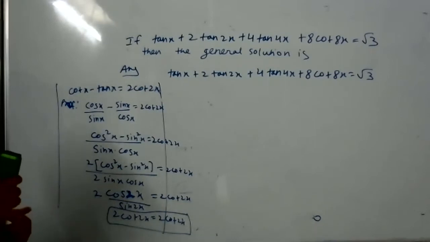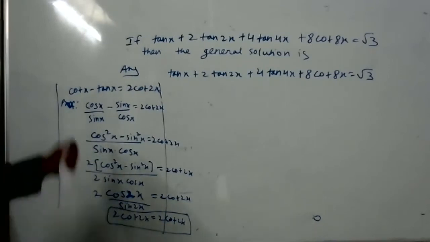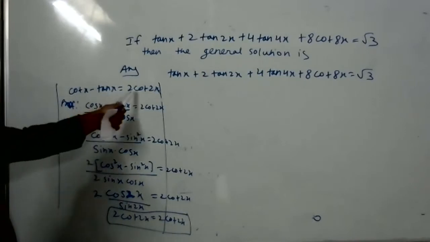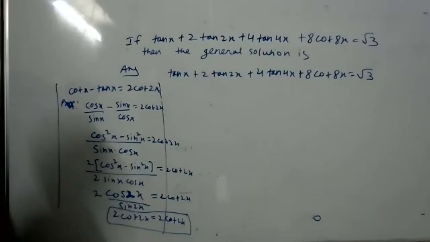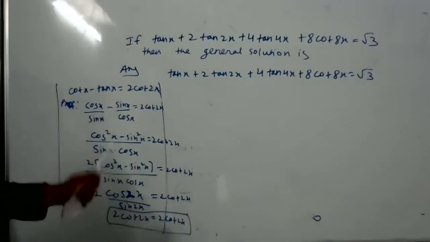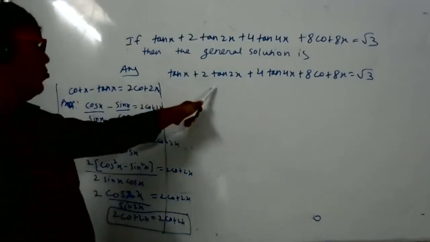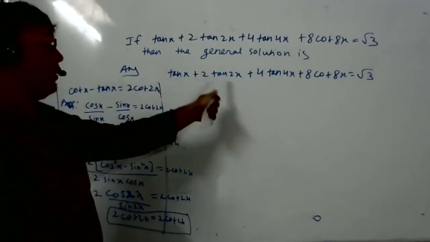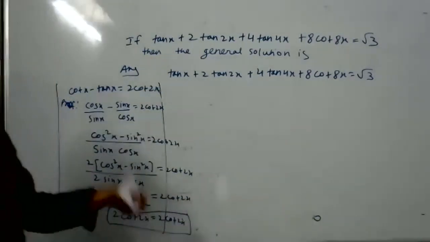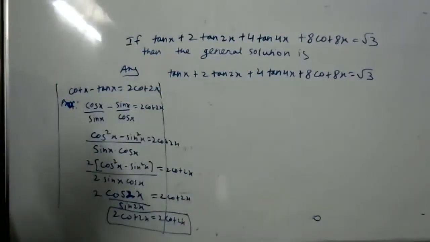Left hand side you can copy somewhere to make a note. This is a new formula. Cot x minus tan x is equal to 2 cot 2x. Sometimes we use this formula also. Because when you see the question, there is some pattern here. tan x, 2 tan 2x. tan x is becoming double, 2 tan 2x. Then it is becoming 4 tan 4x. 4 is becoming 8 cot 8x.